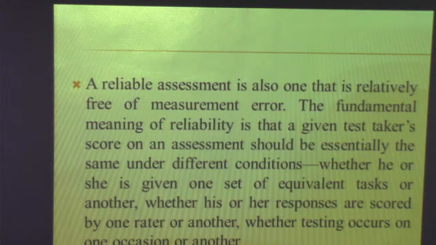The fundamental meaning of reliability is that a given test taker's score or assessment should be essentially the same under different conditions, whether he or she is given one set of equivalent tasks or another, whether his or her responses are scored by one rater or another, whether testing occurs on one occasion or another. It is reliable, it gives relatively free of measurement errors.